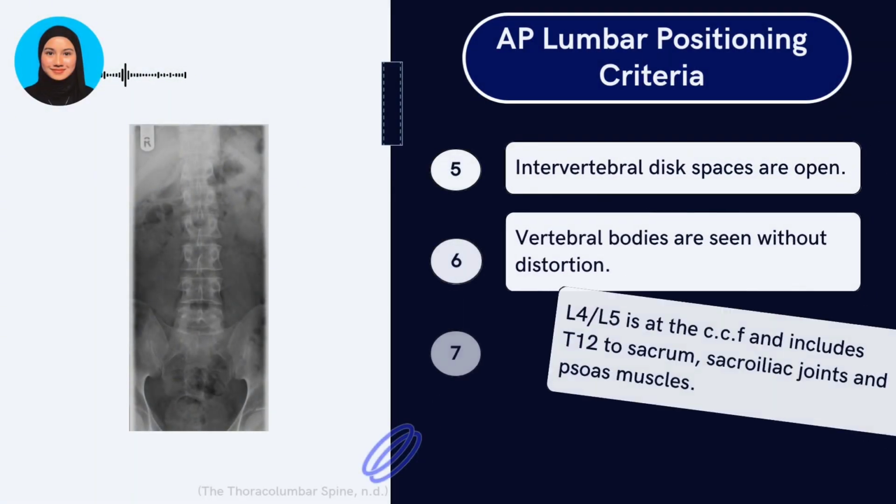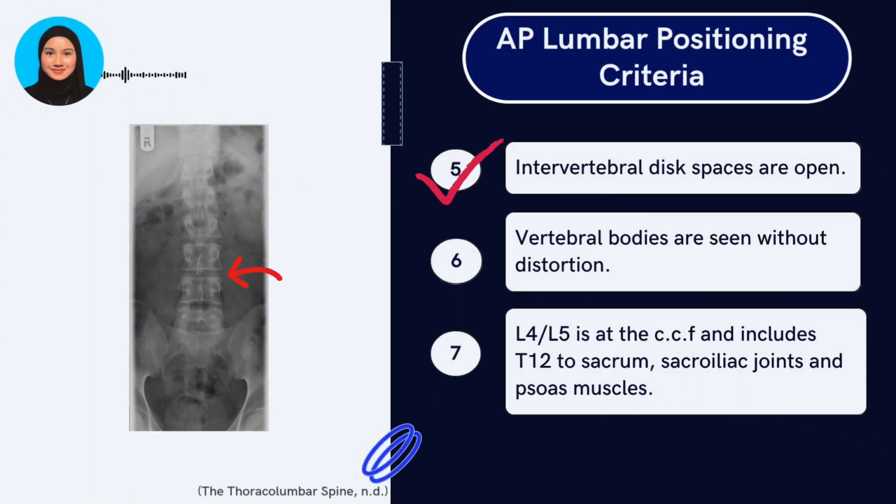Fifth, the intervertebral disc spaces should be open and the vertebral bodies should appear without distortion. Lastly, L4 or L5 should be at the center of the collimated field with clear visualization from T12 to the sacrum, including the sacroiliac joints and psoas muscles.